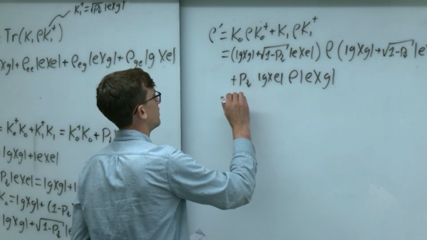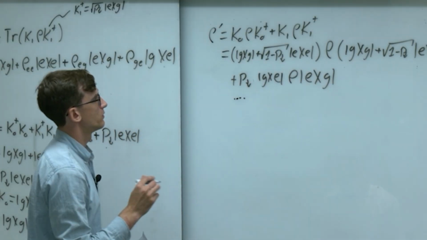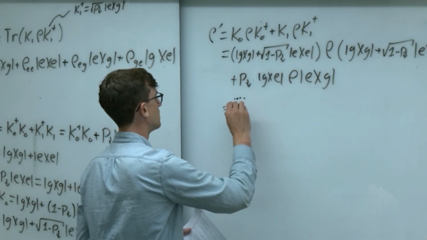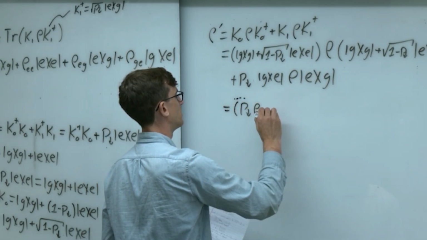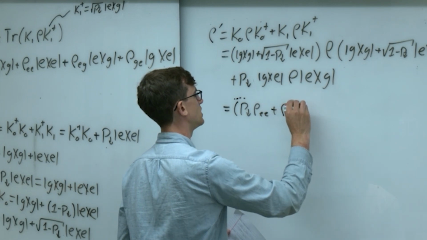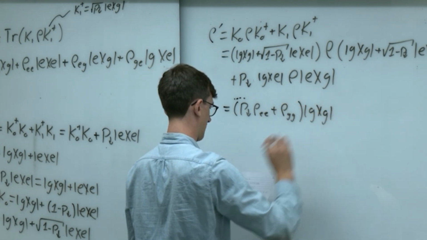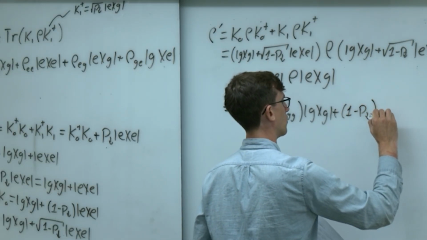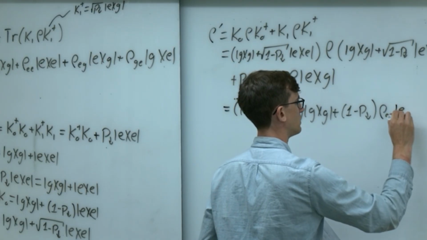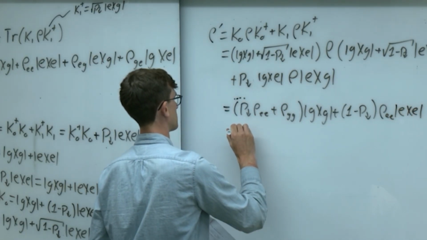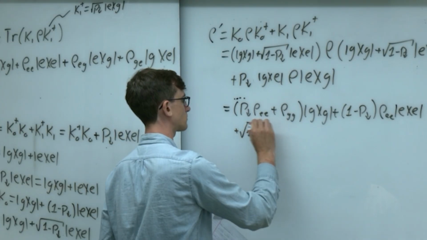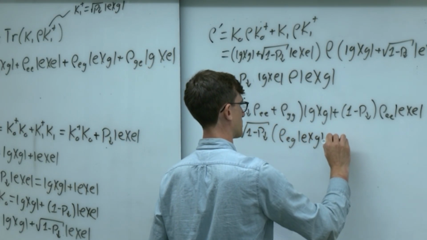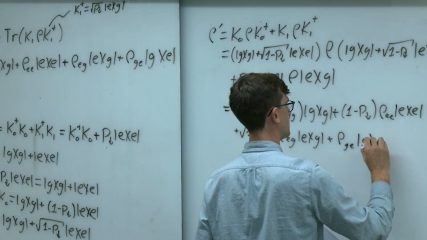So it's worth carrying through this math. It's a few lines of algebra. And I'll just write down what the result is. It's going to be p down rho EE plus rho GG, plus 1 minus p down rho EE, plus the square root of 1 minus p down times rho EG plus rho GE.